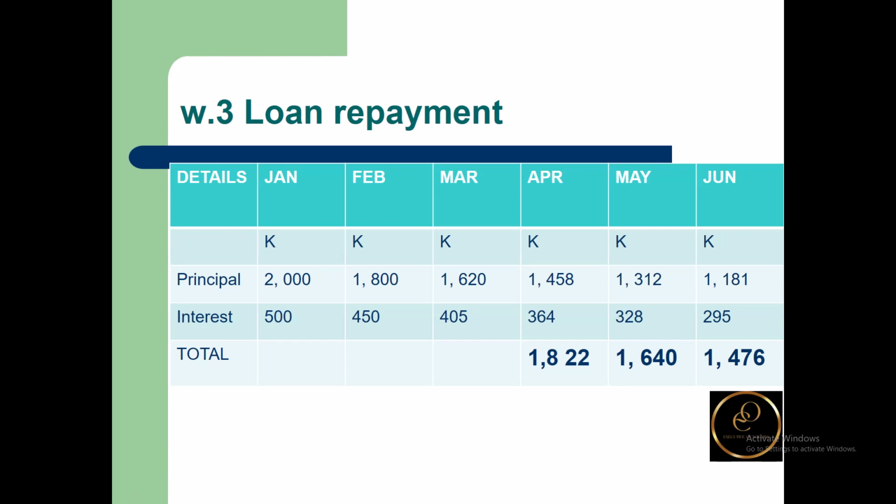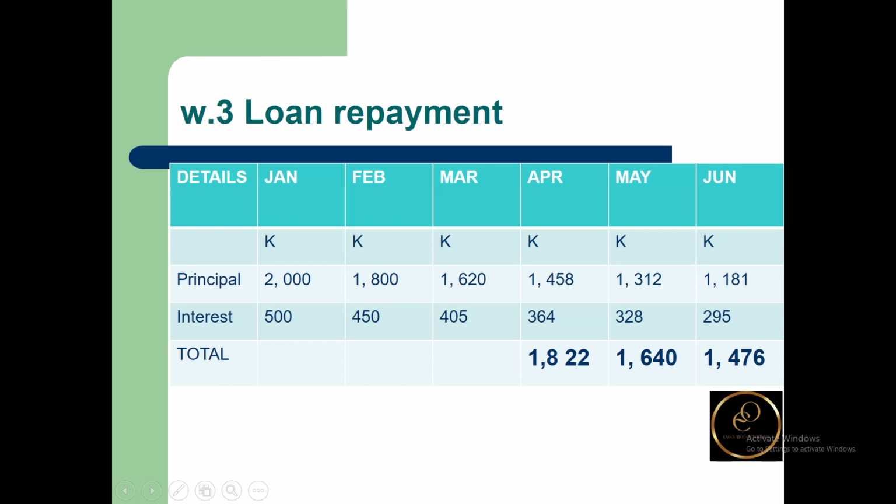So that means come February, the 2,000 reduces to 1,800. You remove 10% of 2,000, which is 200, and you remain with 1,800. Equally for the interest, from 500 in January, a 10% reduction, which is 50 kwacha, it will remain with 450 in February.